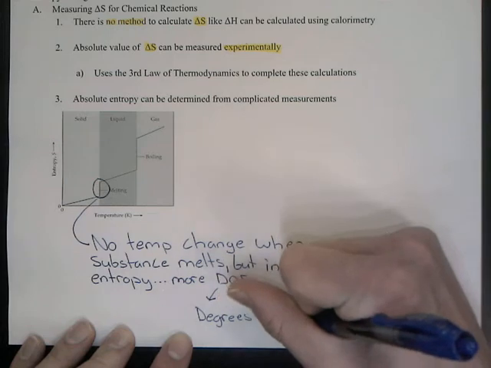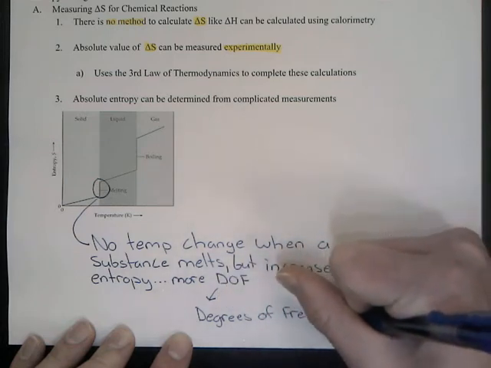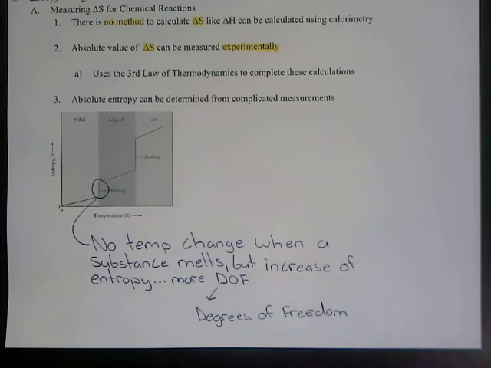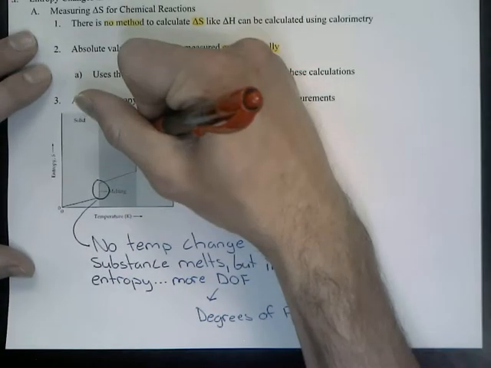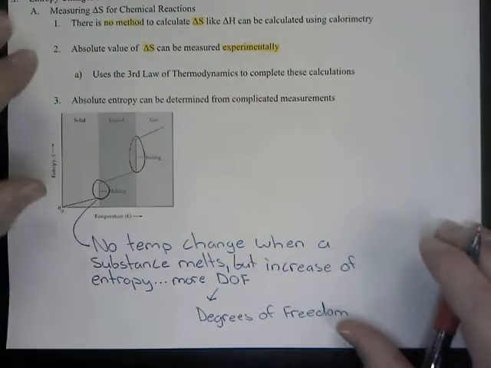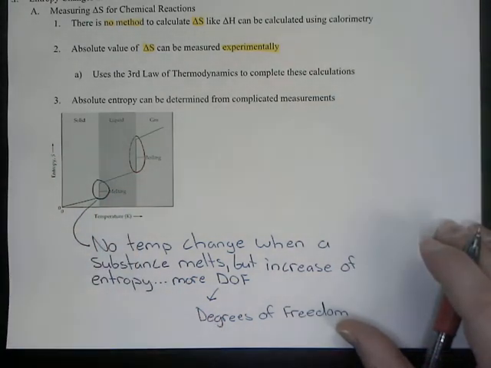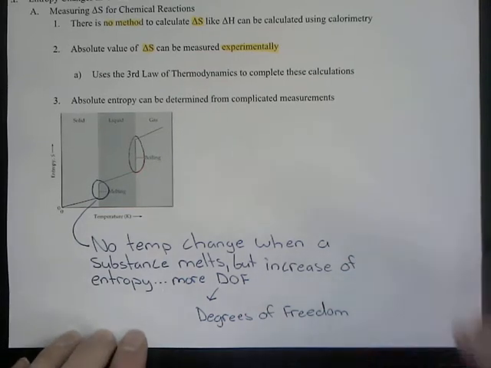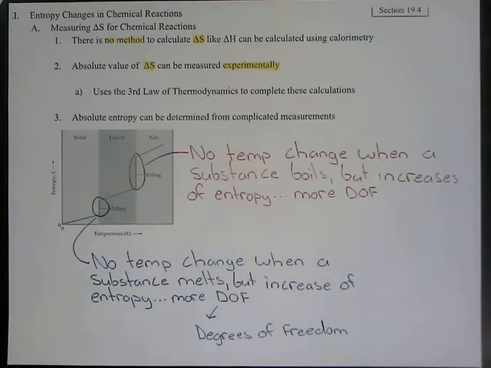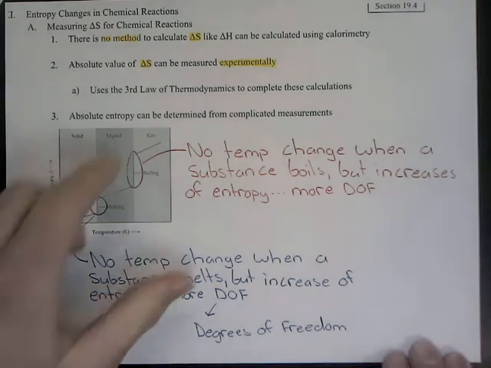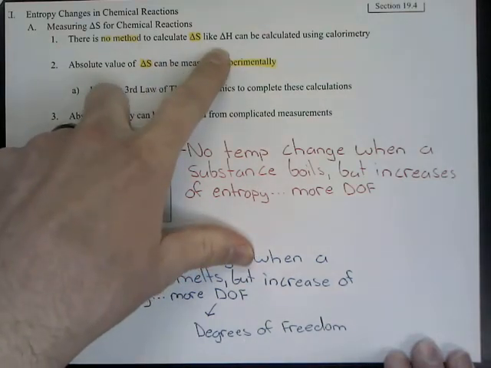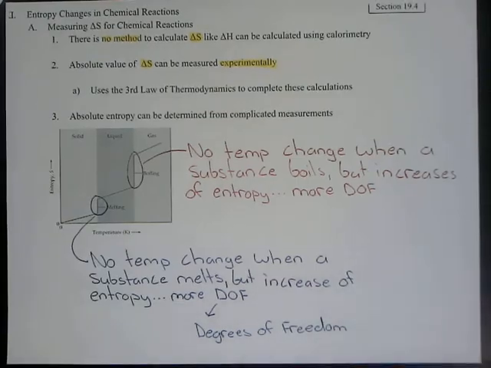Now, I'm going to say this again for our boiling. When a substance boils, there is no temp change, but there is an increase of entropy. Again, same reasons, more degrees of freedom. So I'll pause and write that down. Okay, so we've talked a lot about delta S, and there's no method to calculate delta S like delta H, but let's get into something that we can actually use and go forward.